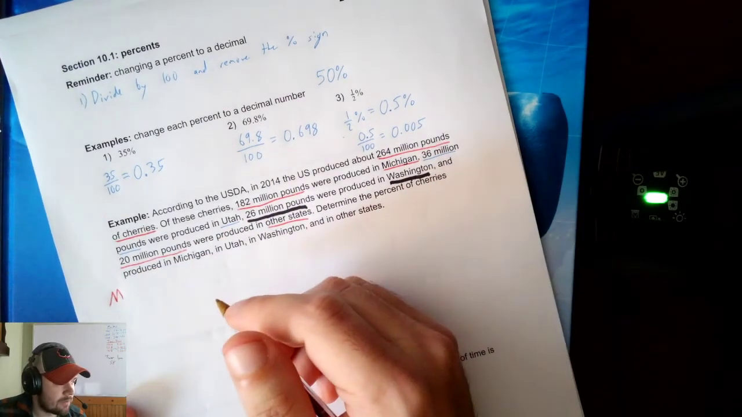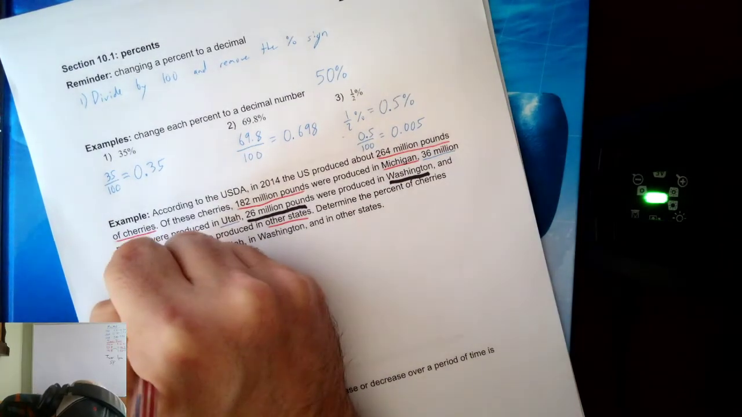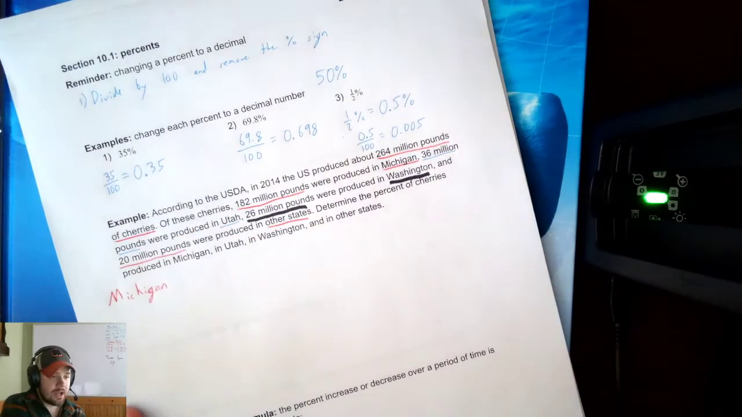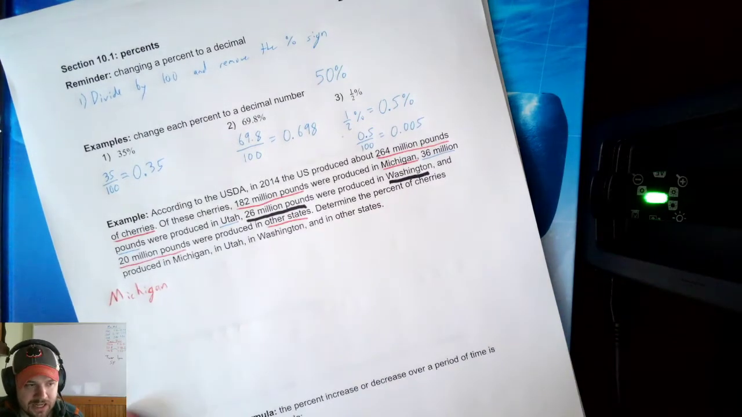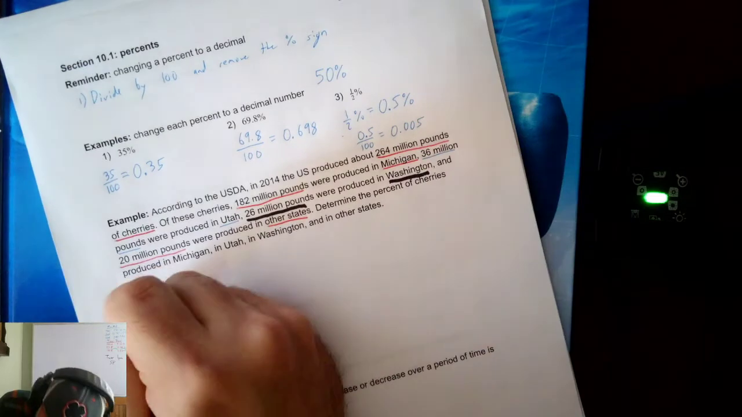Michigan, I'm pretty sure it's MI. I'm just going to write Michigan. I can't remember if it's MI or not for Michigan. I probably should know, but it's not super important right now. So let's look at Michigan first.